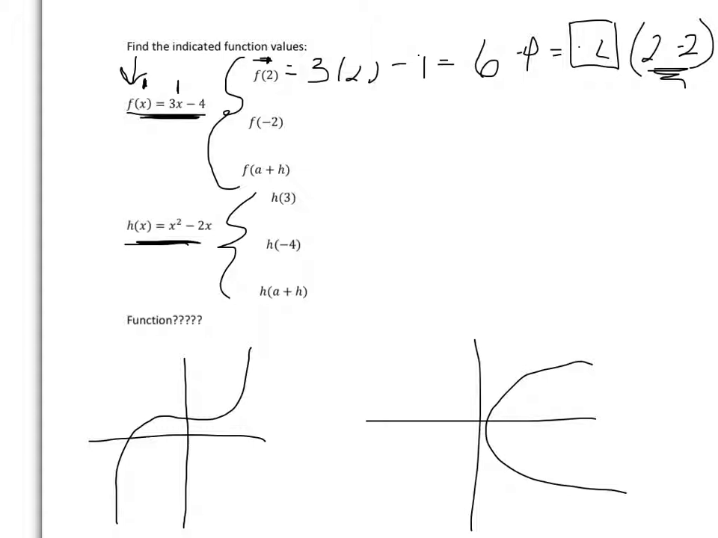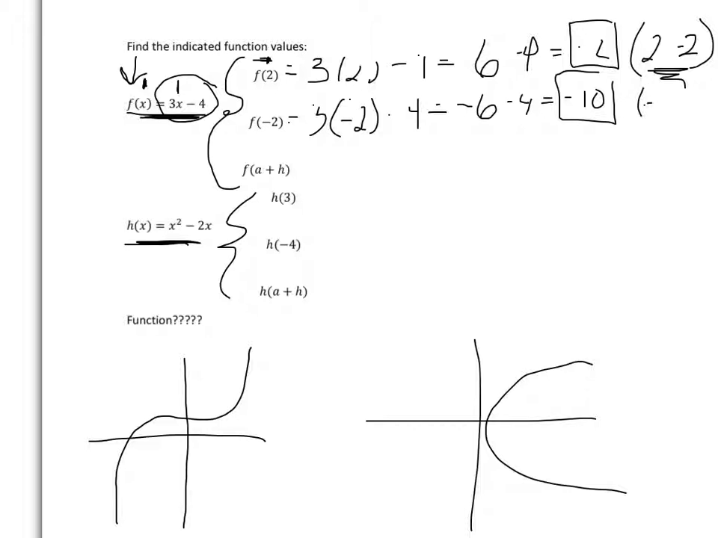Second, we're asking what is f of negative 2. Now, where we see the x's over here, we're plugging in negative 2. So we have 3 times negative 2 minus 4. Multiplying that out, 3 times negative 2 is negative 6. Minus 4 gives us negative 10. So f of negative 2 equals negative 10. And really that means when x equals negative 2, the function value or the y value is negative 10.